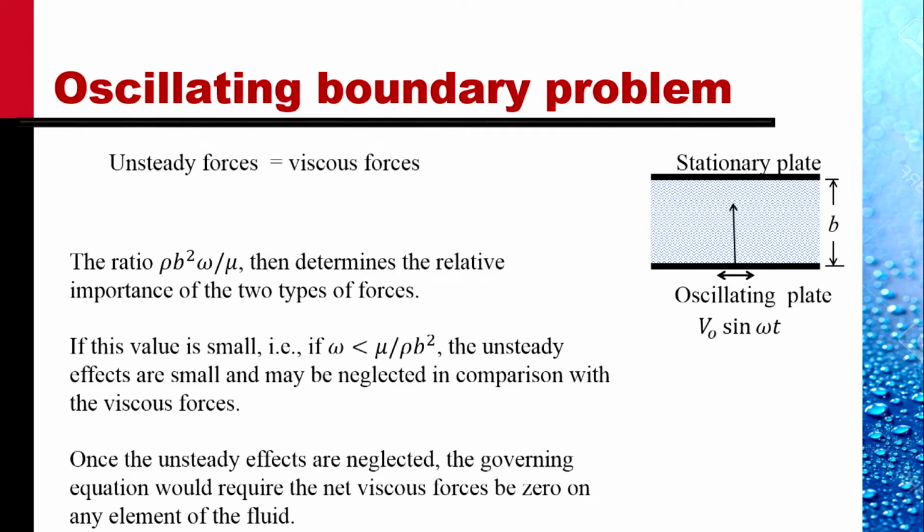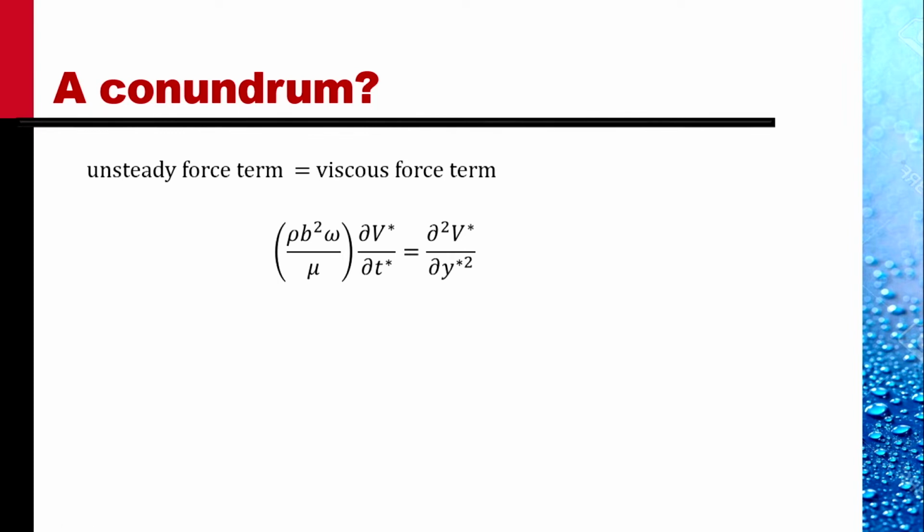The ratio rho b square omega by mu then determines the relative importance of the two types of forces. If this value is small, that is, if omega is much less than mu divided by rho b square, the unsteady effects are small and may be neglected in comparison with the viscous forces. Once the unsteady effects are neglected, the governing equation would require that the net viscous forces be zero on any element of the fluid. Now, what's going on? I think there's something funny.